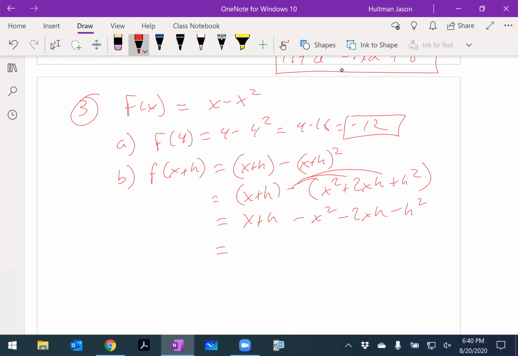How can I rewrite this? Well, that's about it. I could put it in descending order if I really wanted to. I don't want to. I'm just going to be happy with this right here. I can leave it in any order that I want. And so we're going to leave it like that.